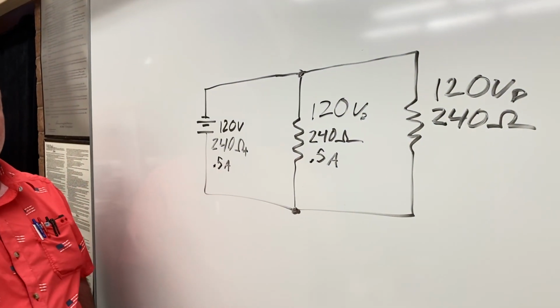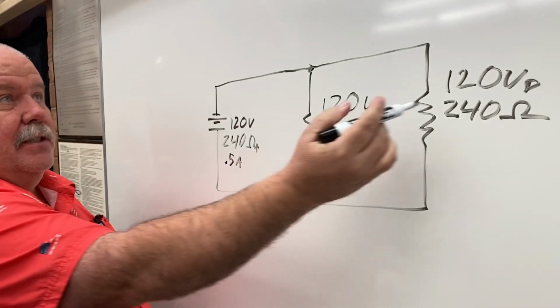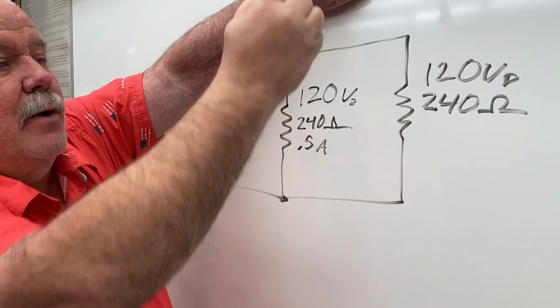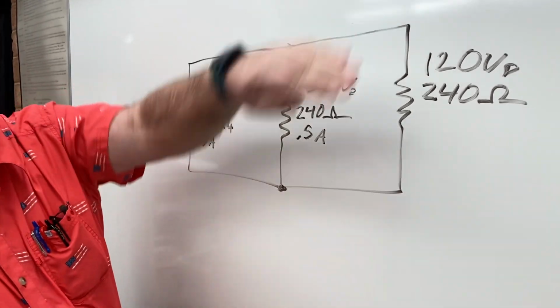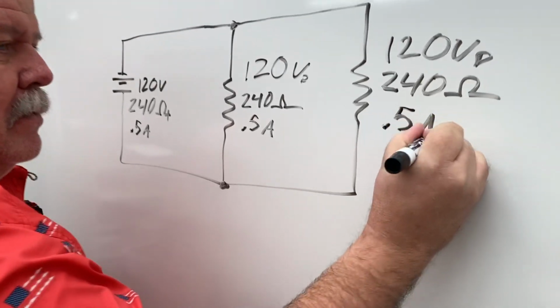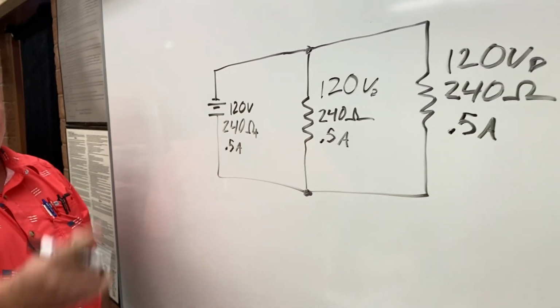Right? How many amps are going to flow through this? If I'm using Ohm's law, I want to find the amps. How many amps are flowing through there? 120 divided by 240? Same amount of amps, right? So I have 0.5 amps.